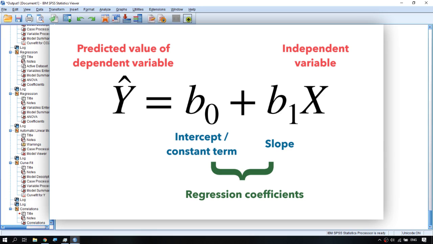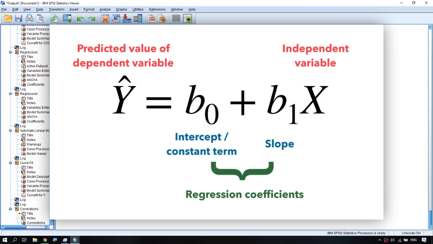Now, if you remember what you learned in your high school mathematics, the equation of a straight line has 2 numeric parameters. One is the slope, and the other is the y-intercept. If you know both of these parameters, then you know the equation of the straight line. And if you know the equation of the straight line, you are done with the regression analysis. So let's see how to do it in SPSS.